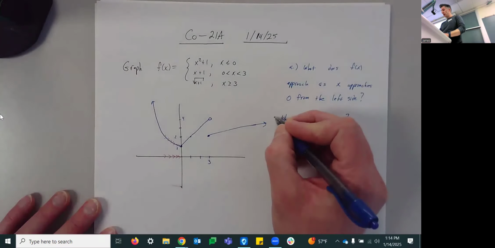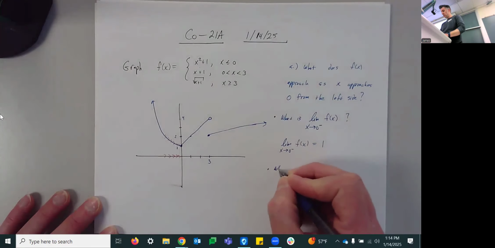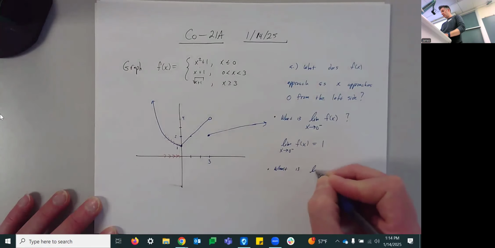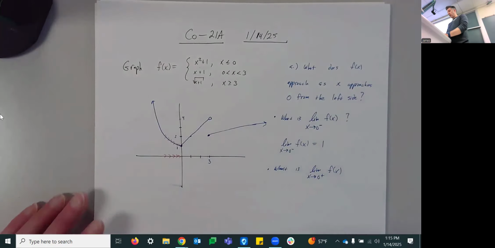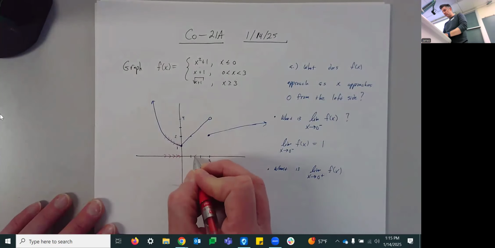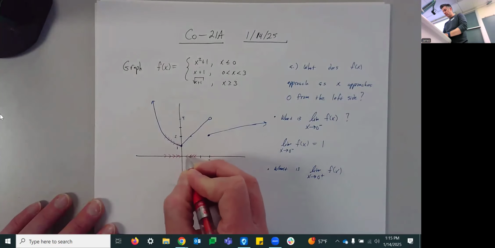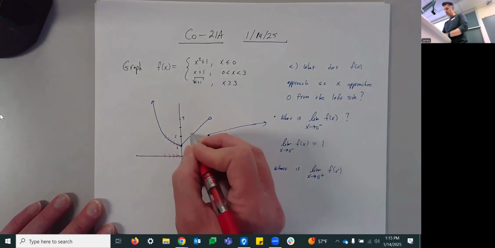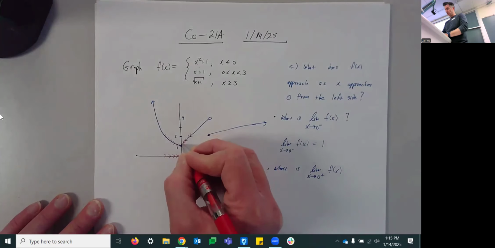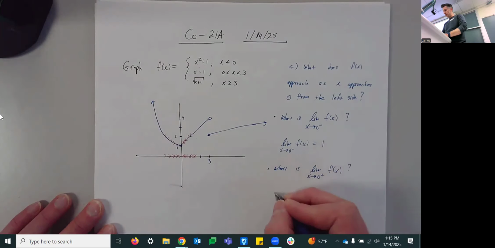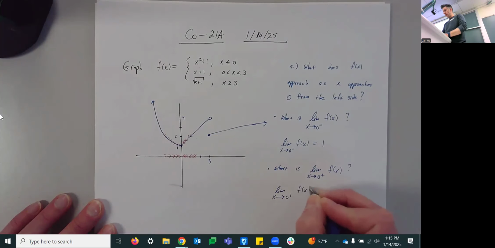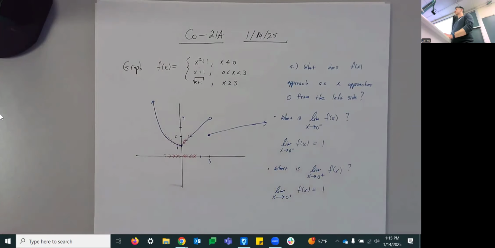What about the other side? What is the limit as x approaches 0 from the right-hand side of f of x? Well, again, looking at my graph here, I can see that as the x values get closer and closer to 0 from the right, the corresponding y values also get closer to 1. So we could say, I feel dumb writing the same thing twice, but I'm going to write it twice. The limit as x approaches 0 from the right of f of x is equal to positive 1.